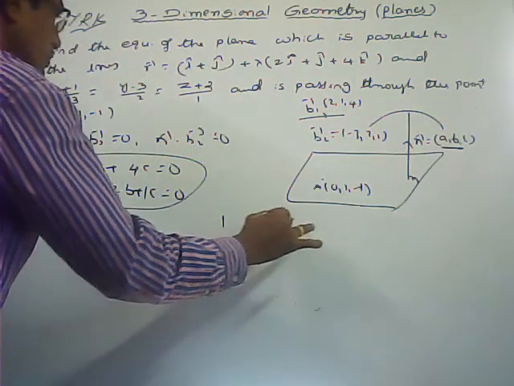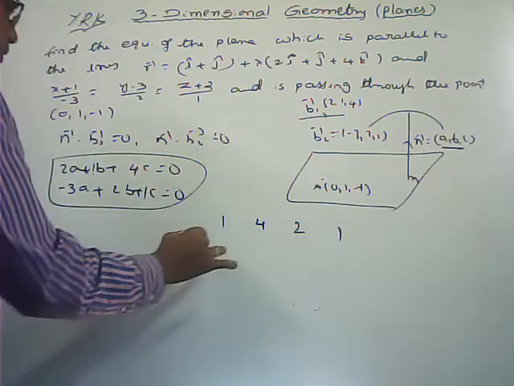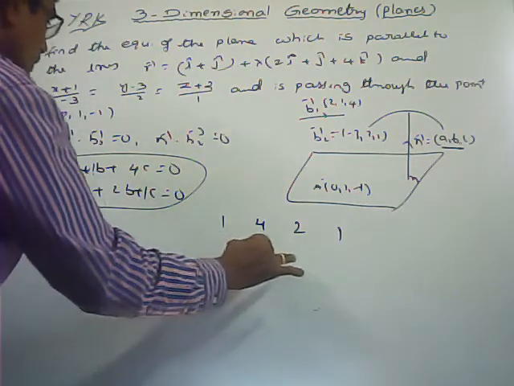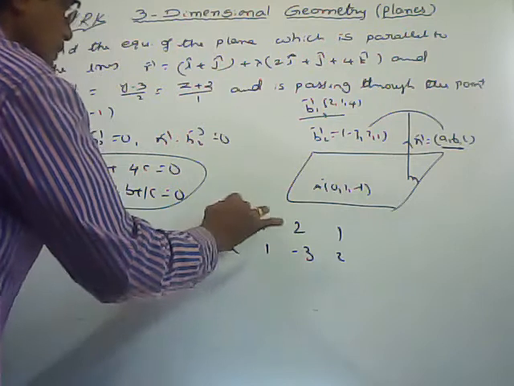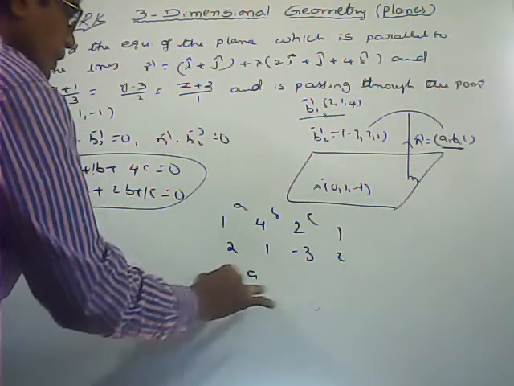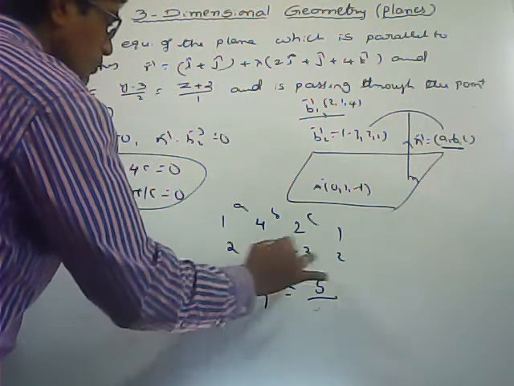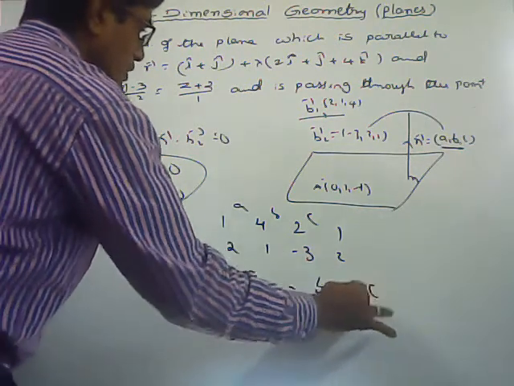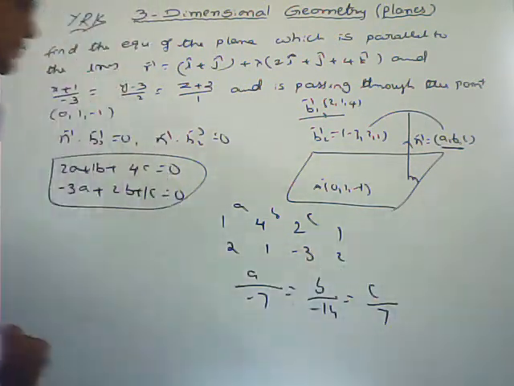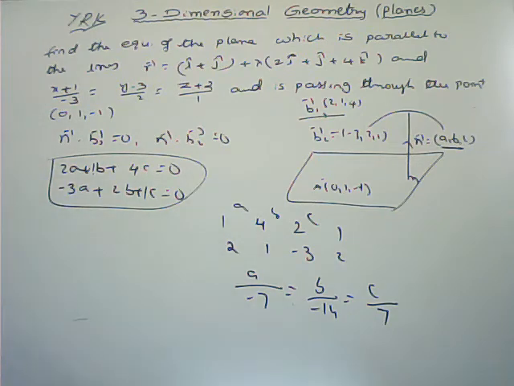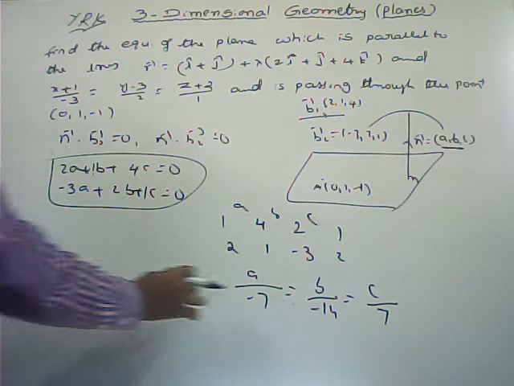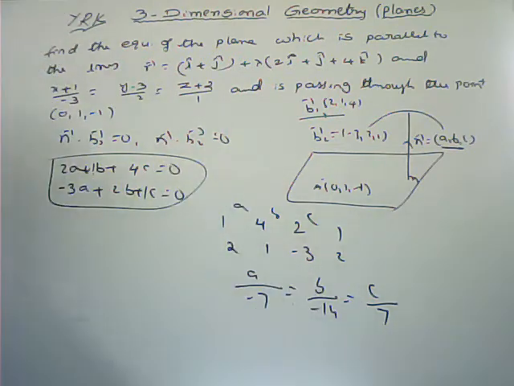1, 4, 2, 1, 2, 1, minus 3, 2, A, B, C. A is 1 minus 8 minus 7, B is minus 12 minus 2 minus 14, C is 4 plus 3, that is 7. So we got minus 7, minus 14, 7.